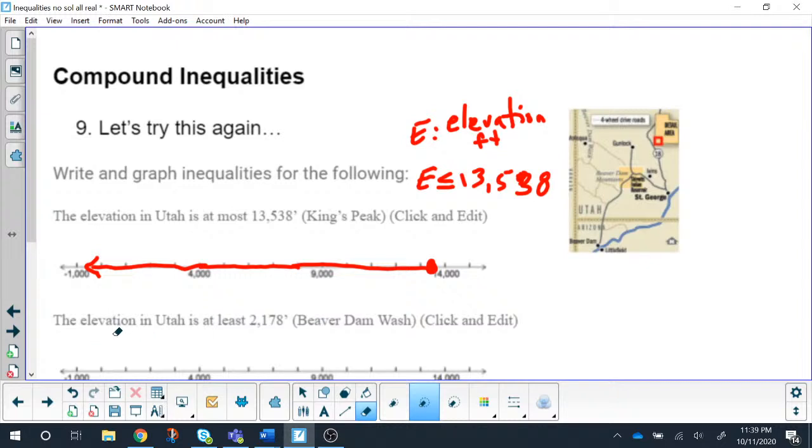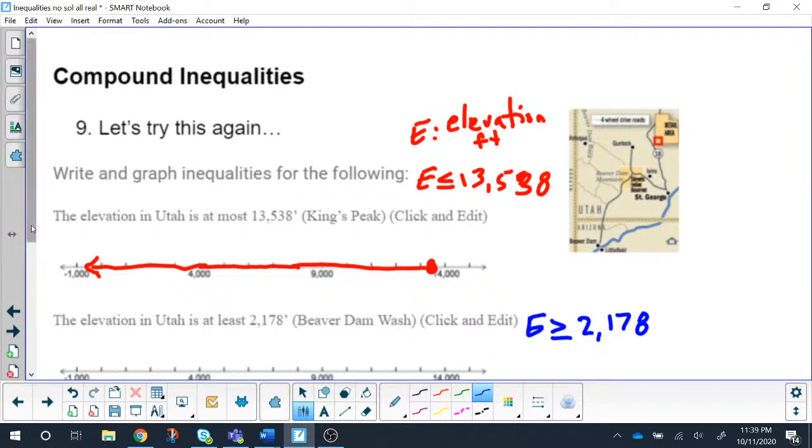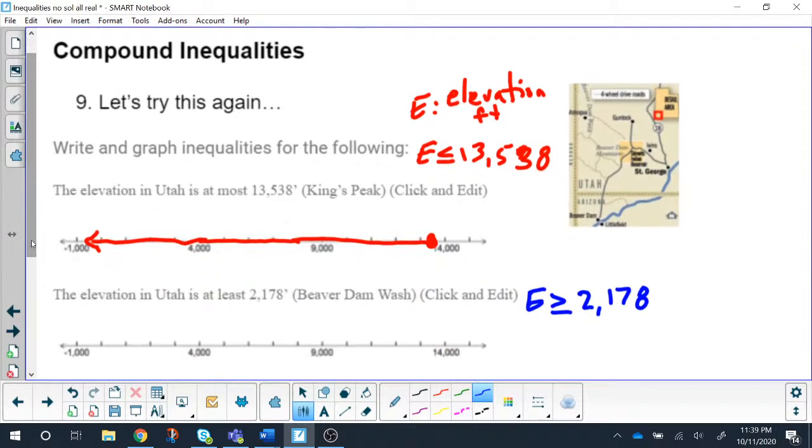And so here we are contrasting it. We are saying the elevation in Utah is at least, so in this case, greater than or equal to 2,178 feet. I'm not sure if you've heard of this, Beaver Dam Wash. I did not know this. This is the lowest point in Utah at 2,178 feet elevation.